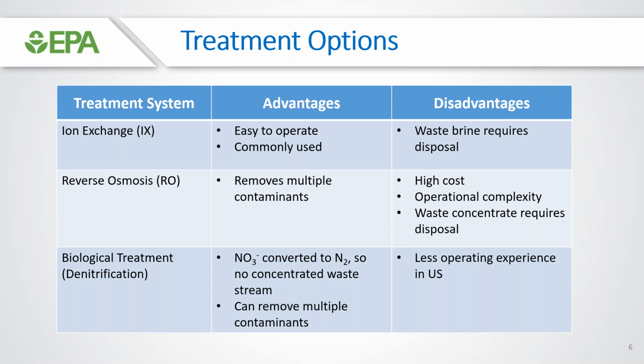Both ion exchange and reverse osmosis work by separating nitrate from the main process flow, but nitrate remains present as nitrate. So another option is biological treatment, or denitrification, in which bacteria convert the nitrate to nitrogen gas, which is innocuous and gets released to the atmosphere. So there's no concentrated waste stream with denitrification. Another advantage is that it can remove multiple contaminants. You can remove other oxyanions like chromate or perchlorate if you set the operating conditions right. One drawback of biological treatment, at least on the drinking water side, is that there's less operating experience within the U.S. So this is what we're going to focus on for the remainder of my talk.